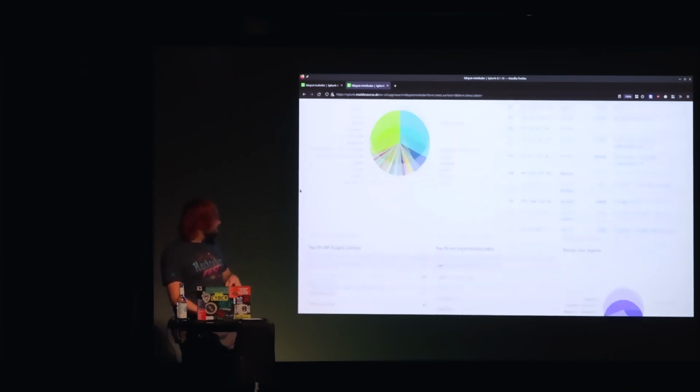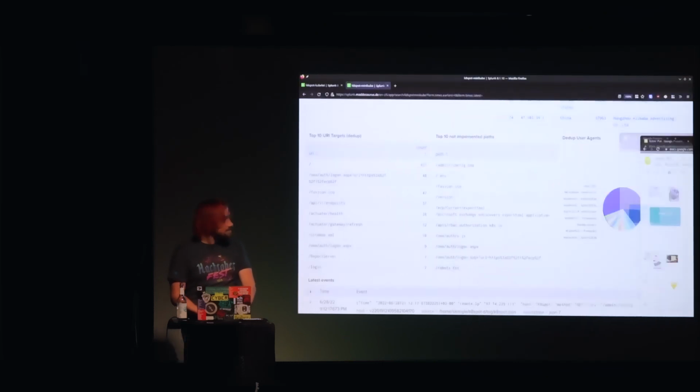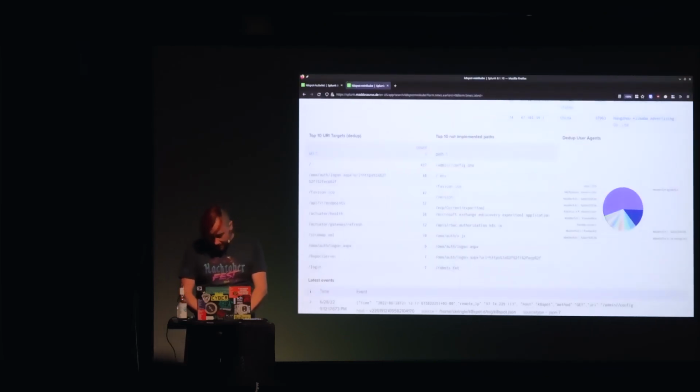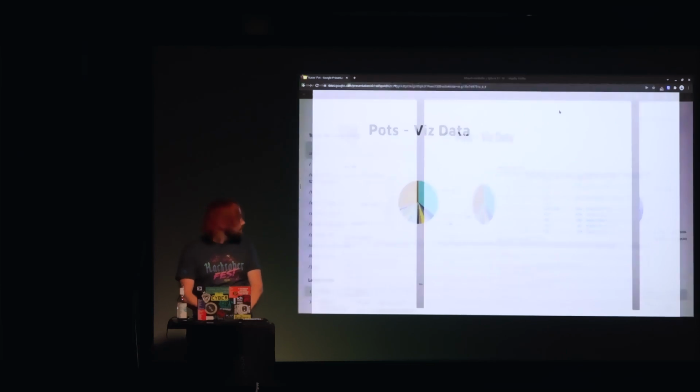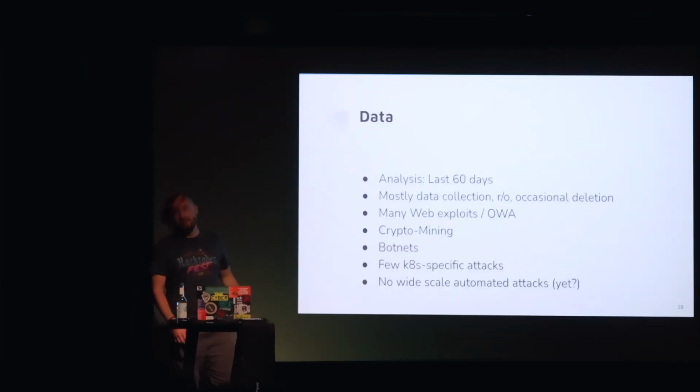So entering that, let me actually talk a little bit more about the general learnings and the general things that I see each day on these honeypots. For the data and learnings, I had a look at the last 60 days of traffic. I've been running them for longer, but in the interest of having the most up-to-date data, I was only looking at the last 60 days.